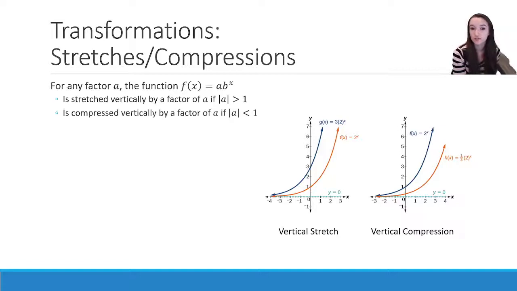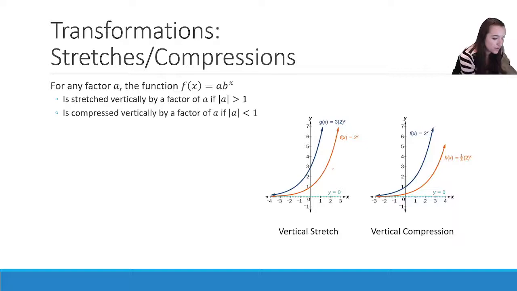Next, we have stretches and compressions. So this is where we bring in that a, that change to our initial value. So we are stretched vertically by a factor of a if a is greater than 1, and we are compressed vertically by a factor of a if a is less than 1. If the absolute value is less than 1, I should say.